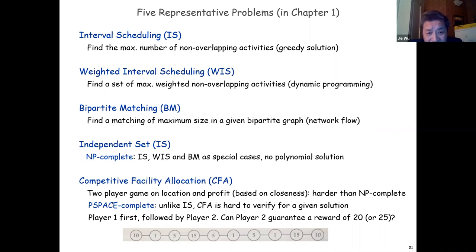And then the independent set we just mentioned. Why do I need to mention independent set? You find that the maximum independent set turned out to be a very hard problem. There's no polynomial solution. That kind of problem we call NP-complete. And thus many problems we discuss, like interval schedule, weighted interval schedule, bipartite matching, are just a special case of independent set. Why is that? This is very important.